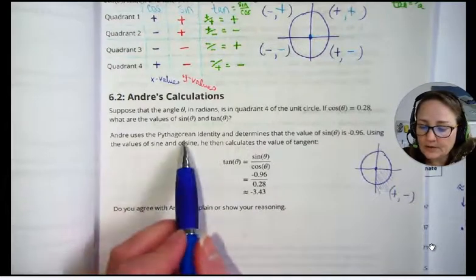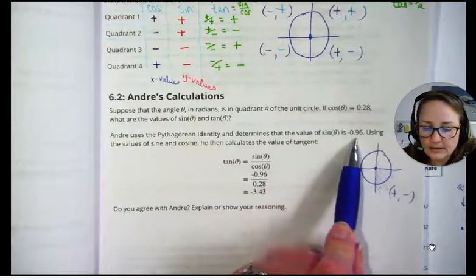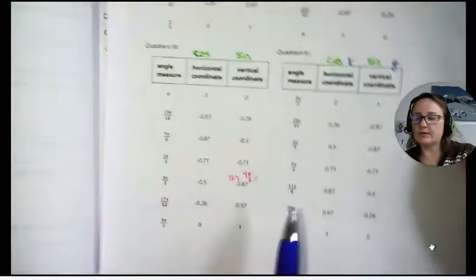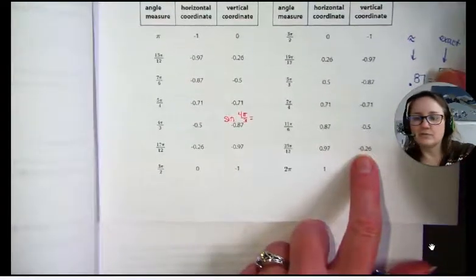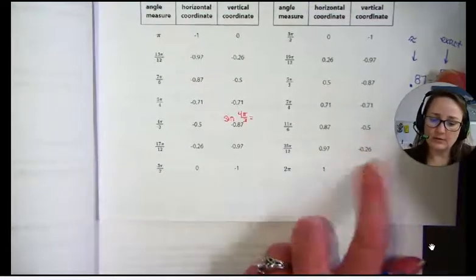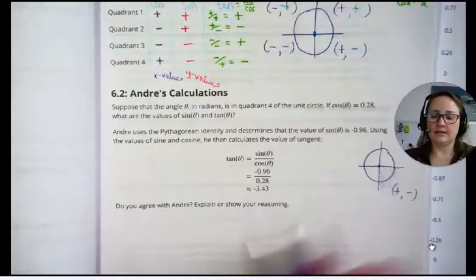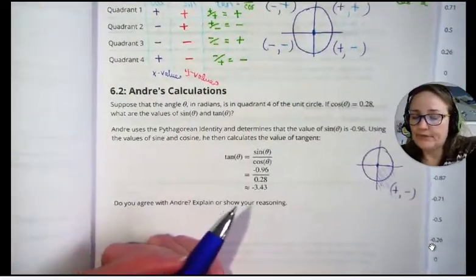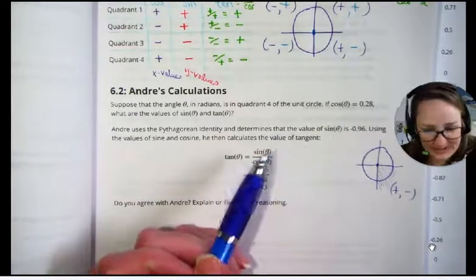Andre uses the Pythagorean identity and determines that the value of sine theta is negative 0.96. Maybe we're thinking, oh, we can go to the chart, right? But we have a 0.28, not 0.26. So we can't even go and use our chart. Instead, I'm trusting that Andre is using his Pythagorean identity properly.